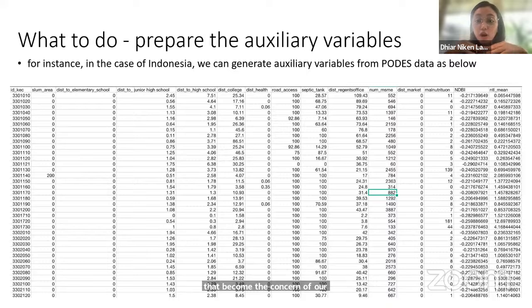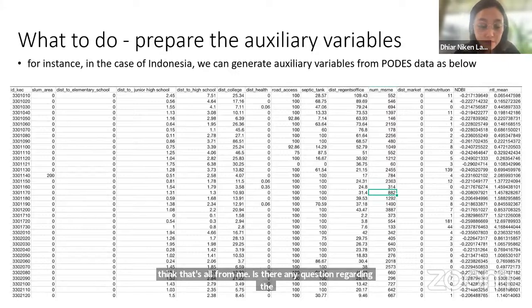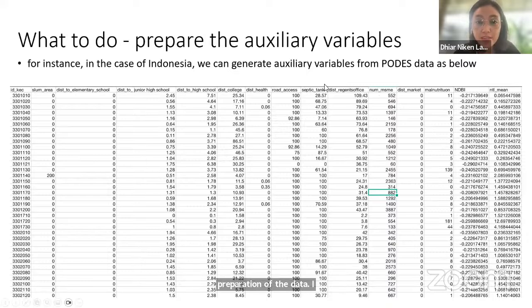I think that's all from me. Is there any question regarding the preparation of the data? I hope we have the same understanding about how to prepare the data, at what level we need to prepare the data, and what auxiliary variables we need to prepare based on the papers, journals, or literature study that we have done, so we can prepare it well and do the small area estimation well also. The material will be given next week and also the next 2 weeks, I think, for the small area estimation.